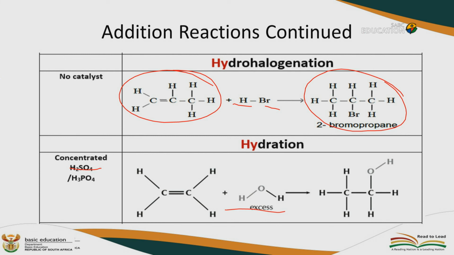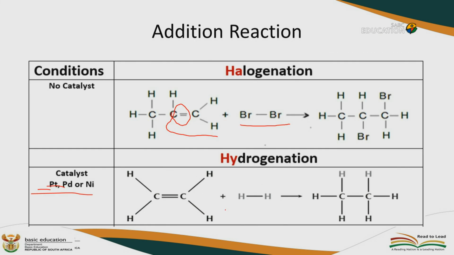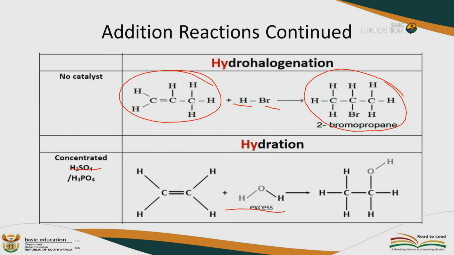As you can remember, for addition now, we're saying one halo and three hydro. So those are hydration, hydrohalogenation, and hydrogenation. The first one was halogenation. So those are four addition reactions. What is of paramount importance? Remember as well that we use a catalyst. What are the catalysts that are being used?